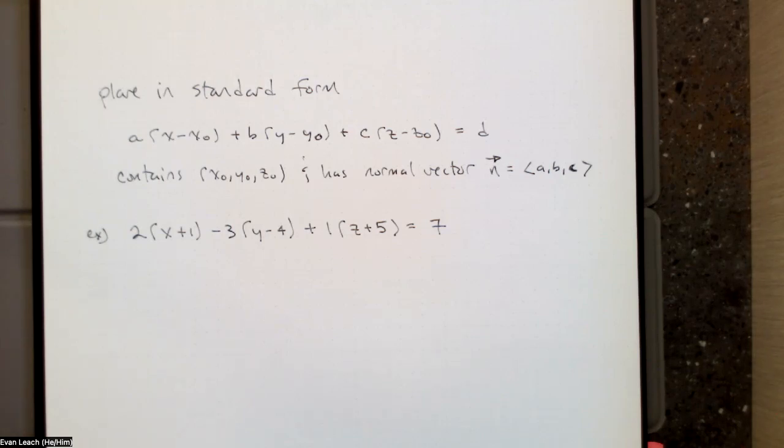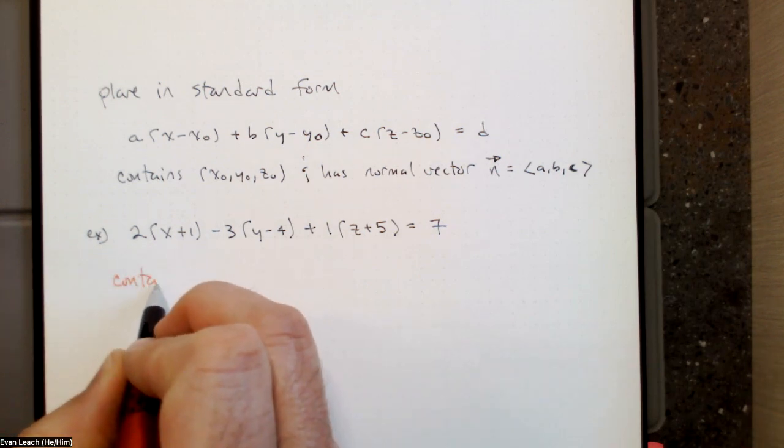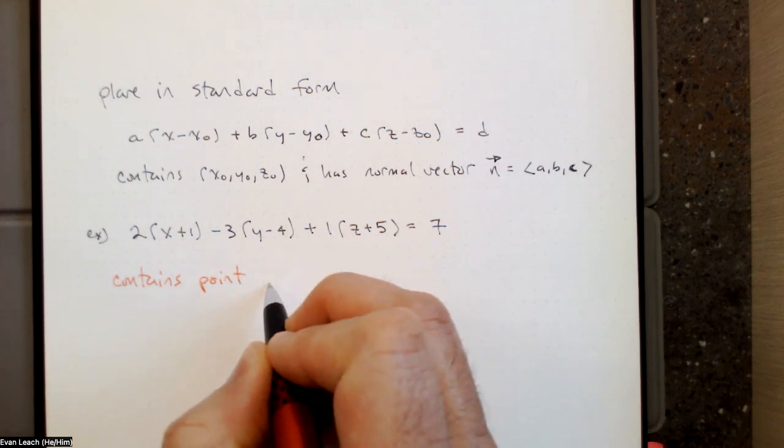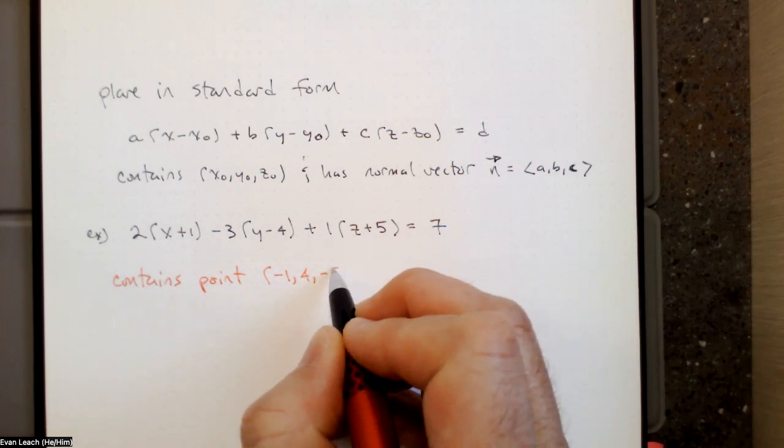So what we can see just by looking at this standard form is that there's a point on this plane at -1, 4, -5. So this plane contains the point -1, 4, and -5.